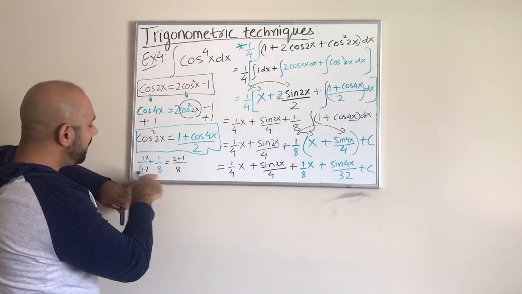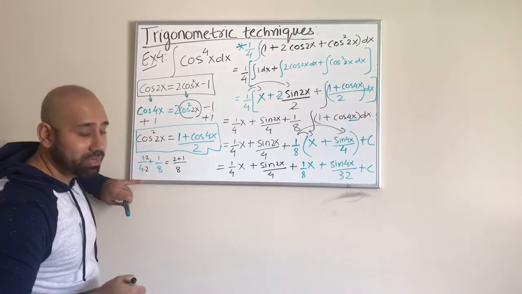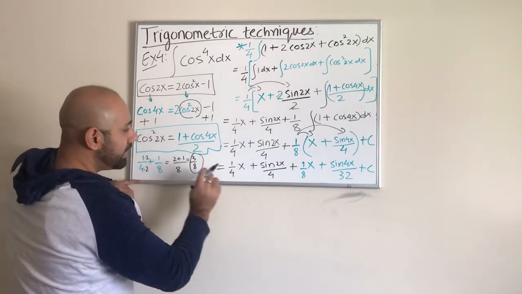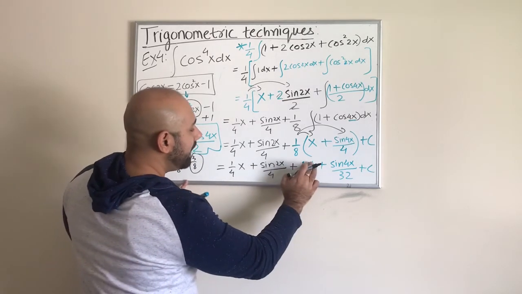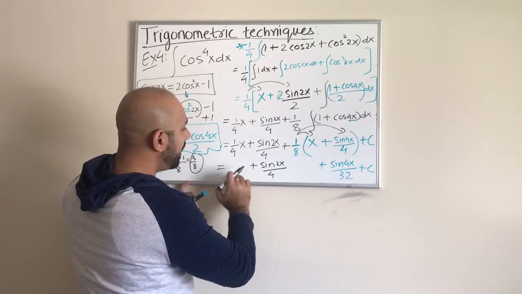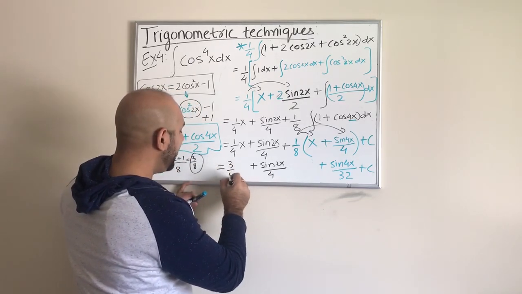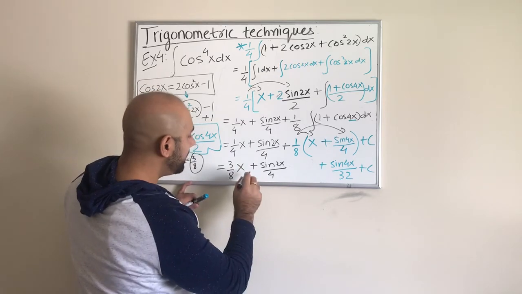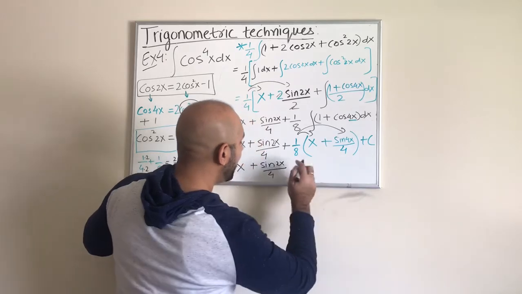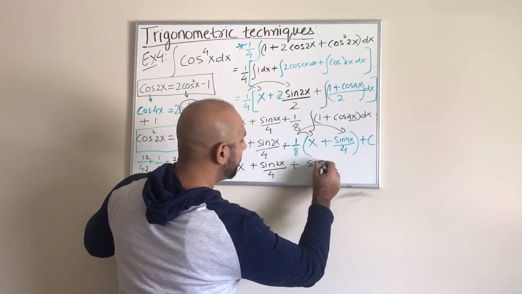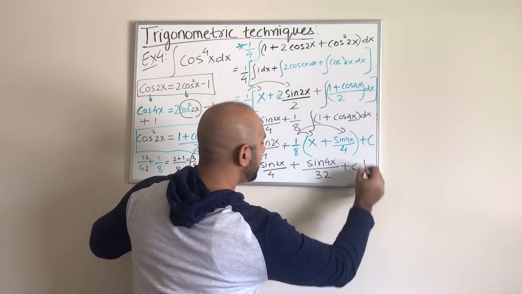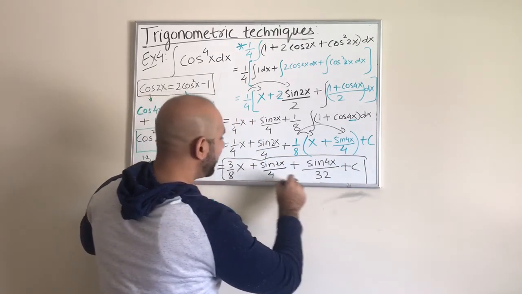Because now I have the same denominator, I can combine the numerators. So 2 plus 1 is 3, so it's 3/8. Guys, 1/4 x plus 1/8 x, finally, instead of writing these two separately, they both add up to 3/8 x. So the final answer is 3/8 x plus sine 2x over 4, and let me bring it closer. And then there is a plus sine 4x over 32 plus c. Guys, this is the final answer.